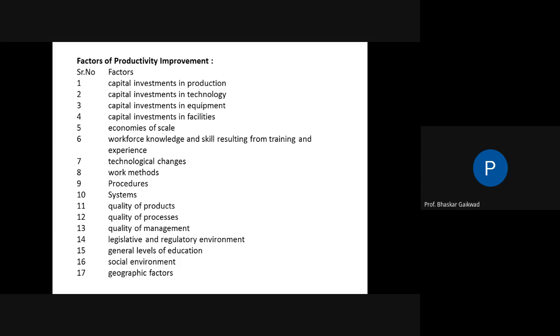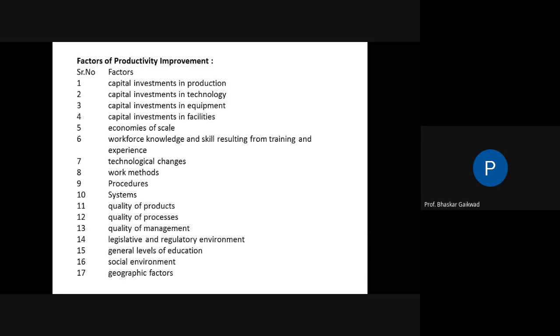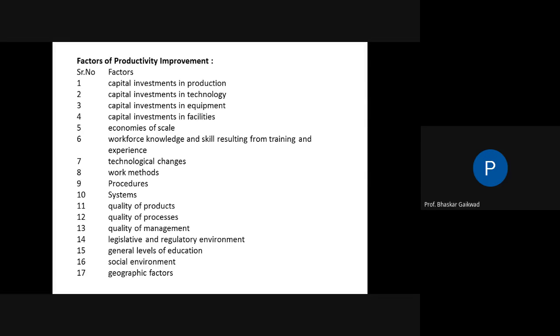Some rules and regulations from the government side will also affect it: government subsidy, government taxes, government help to small scale industry to export and import, the policy. Because of that, productivity increases. General level of education: if there is higher education and good technical knowledge, definitely the right solution will be there for the right type of process, then productivity increases. Social environmental factor: there should not be an effect on working conditions due to the environment. If it affects, productivity will decrease.